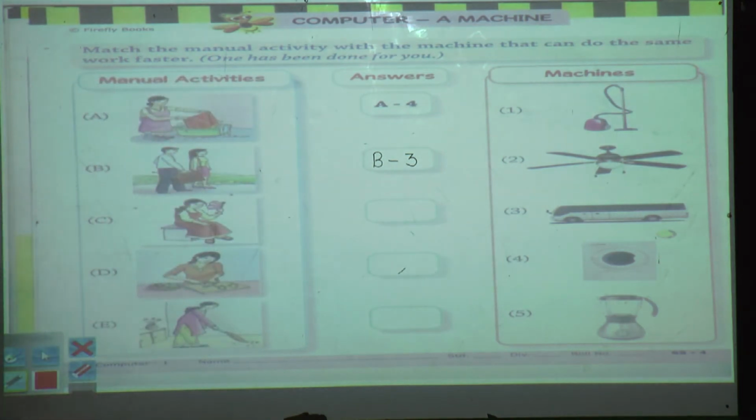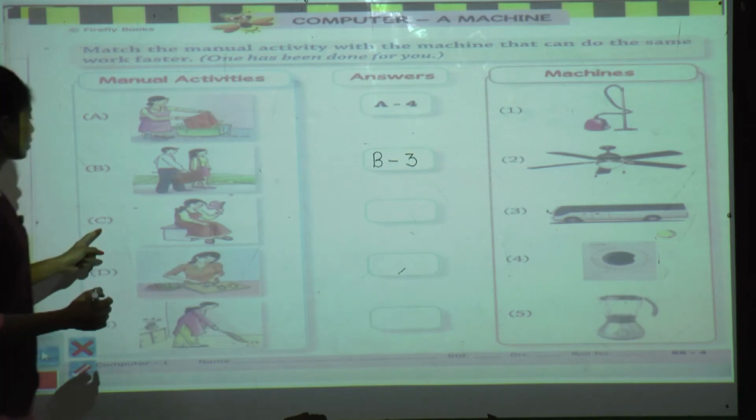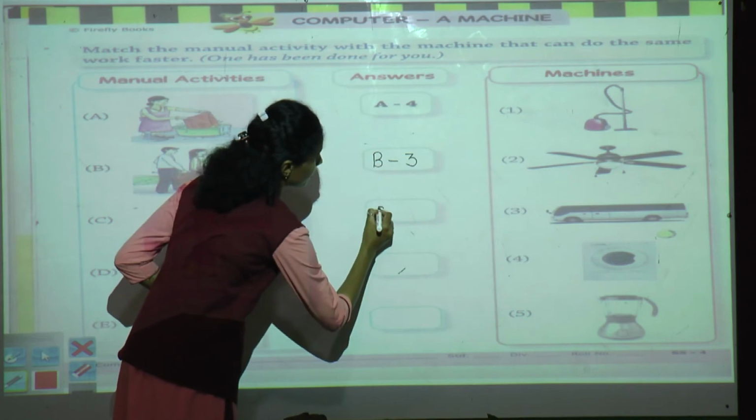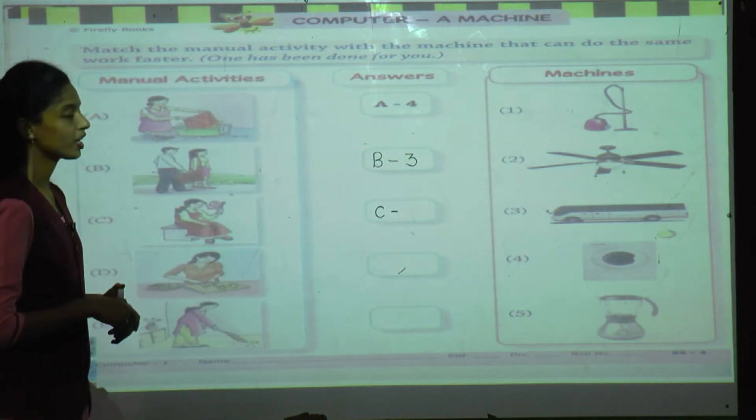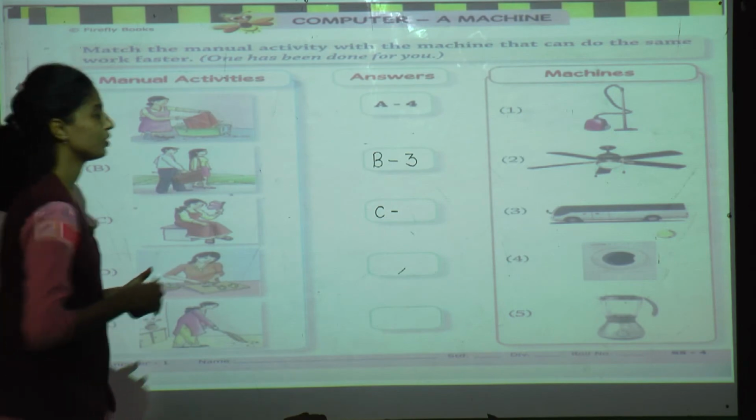Next. This girl is taking cool air with her handmade fan. But which is the easiest way for cool air? What is the letter here? C. For cool air, which machine are we using? Good, fan.